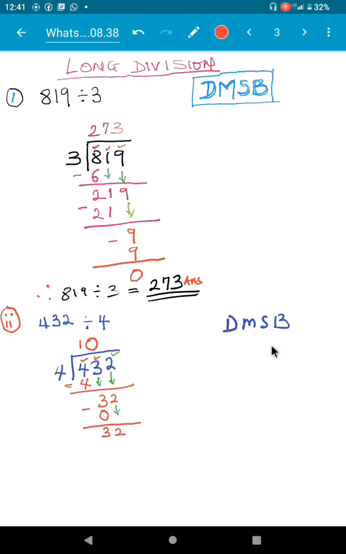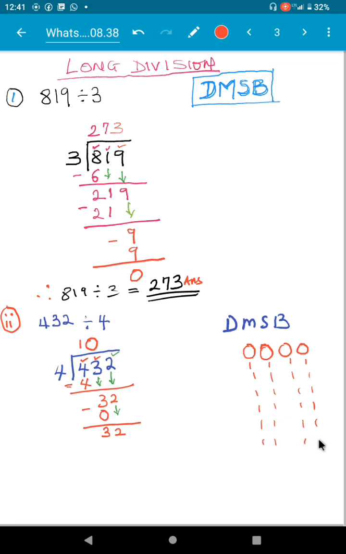So I'm going back again to my basic division. I'm dividing by 4, so I'm going to draw my 4 oranges. And then I count up to 32. So go 1, 2, 3, 4, 5, 6, 7, 8, 9, 10, 11, 12, 13, 14, 15, 16, 17, 18, 19, 20, 21, 22, 23, 24, 25, 26, 27, 28, 29, 30, 31, 32.